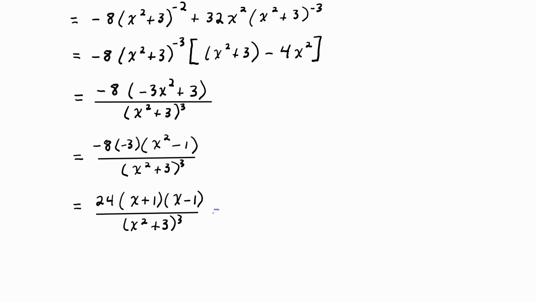Now what we need to do is set this equal to 0 or undefined. In the numerator, we see that x equals -1 and +1 will make the numerator 0, while at the same time doesn't make the denominator 0. So those are roots. And for the rational expression to be undefined, we would need this denominator to equal 0, but it never does.